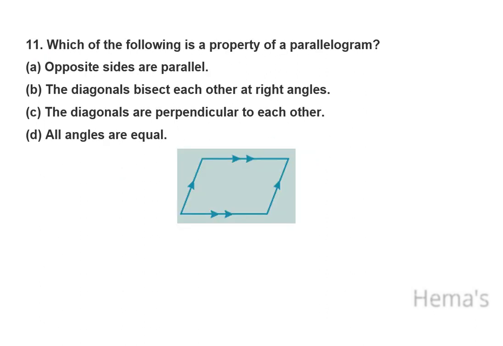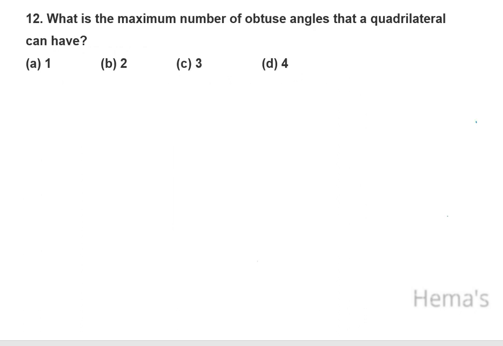Question 11. Which of the following is the property of a parallelogram? This is a figure of a parallelogram. From this we can easily say that opposite sides of a parallelogram are parallel. Question 12. What is the maximum number of obtuse angles that a quadrilateral can have? The correct option is C, that is 3.